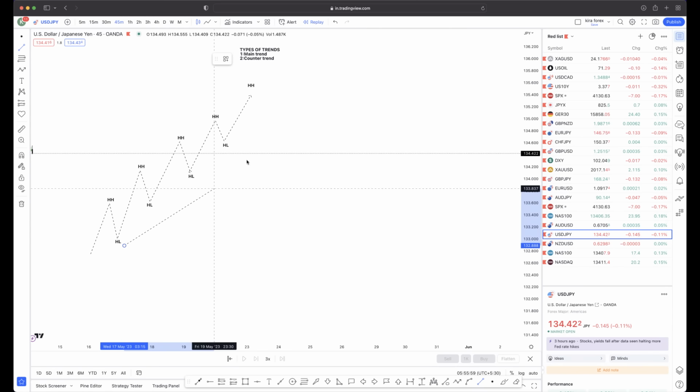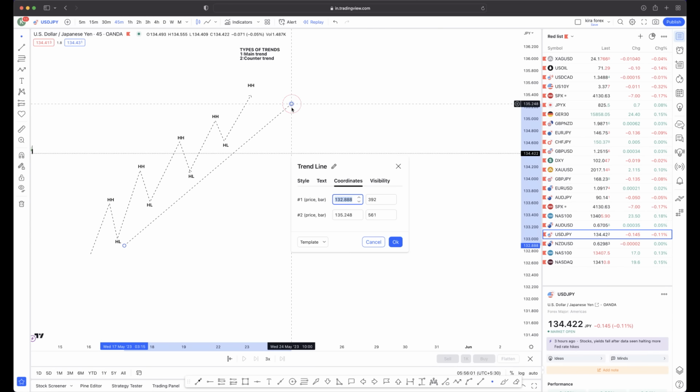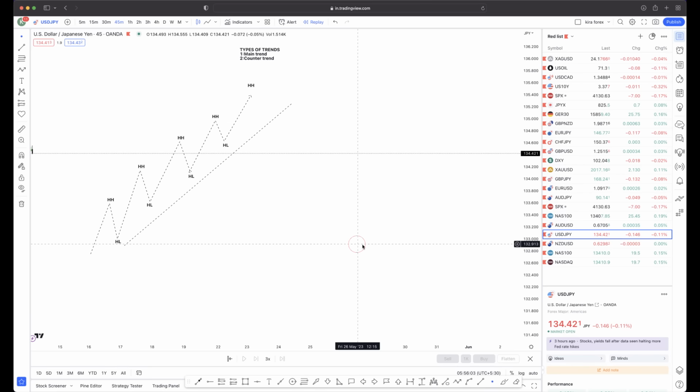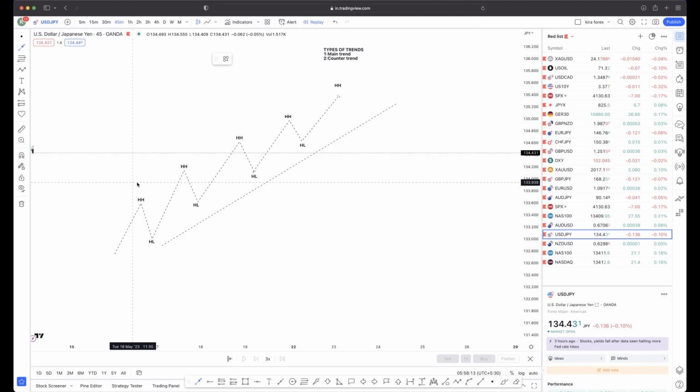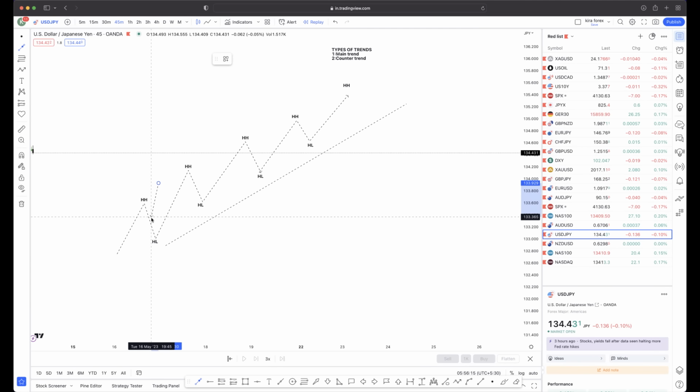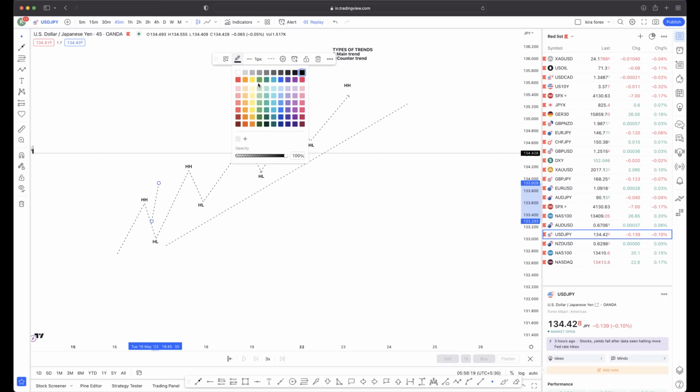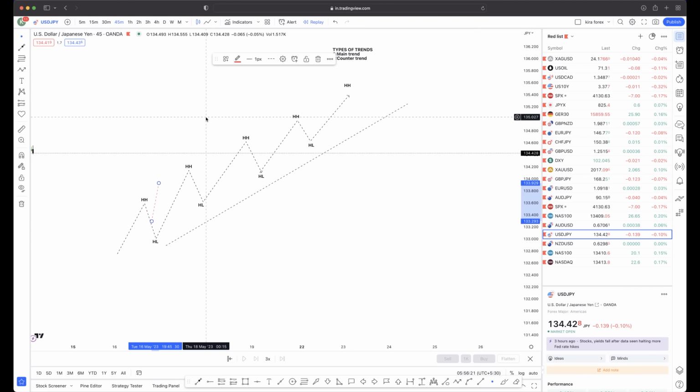Now let's look at the difference between a main trend and a counter trend. So let me put my trend line here. So this is the main trend. The main trend is an uptrend. Now let's look at what the counter trend is. The counter trend is the trend, like I said, opposite the main trend. So this is our counter trend, where I am indicating the arrows. That is our counter trend.